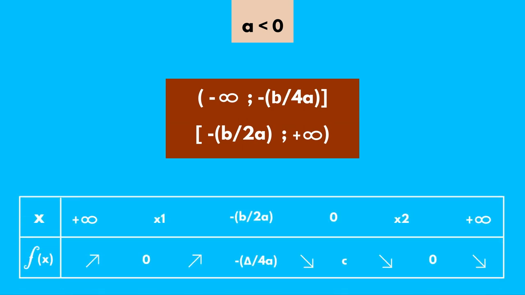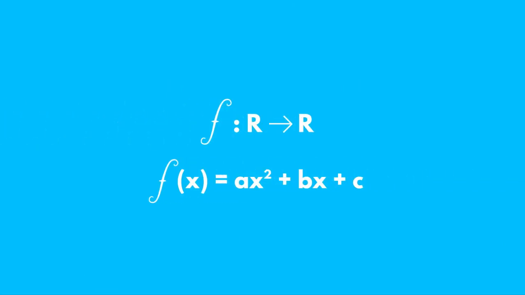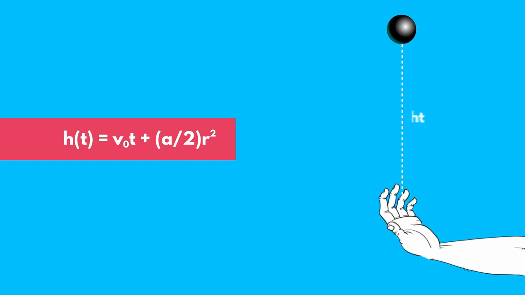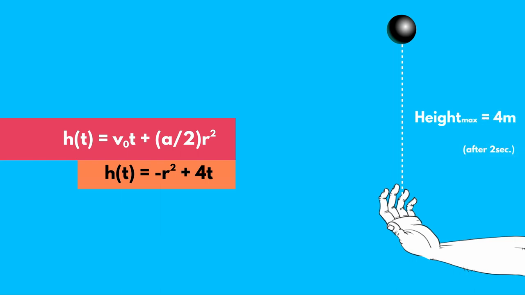Here's an example from physics which uses the properties of the function, where a, b, c are real numbers and a is different than zero. If we throw an object upwards vertically, the law indicates the height in meters where the object is located after t seconds. By drawing the graphic or using the formulas for finding the peak of the parabola, we will find the maximum height the object will reach. If the throw of the object is done following the rule, we see that the maximum height of 4 meters is reached after 2 seconds.